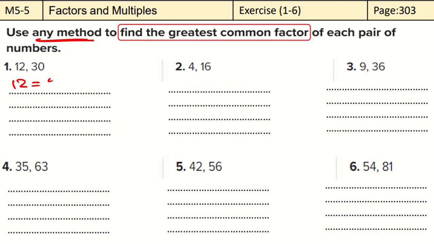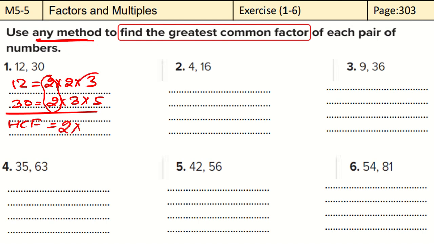So 12 we can write as 2 multiply 2 multiply 3, and 30 we can write like 2 multiply 3 multiply 5. So what will be the HCF? What is common here, HCF or GCF? You see 2 is the same up and down, so 2 here, and then 3 is also the same, so 3 also. So 2 multiply 3, which means 6, will be the HCF.